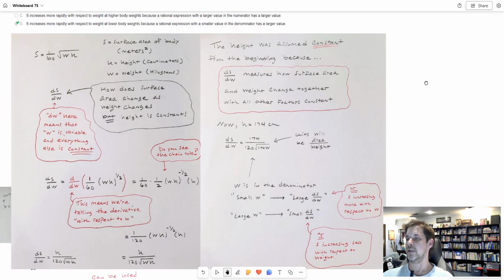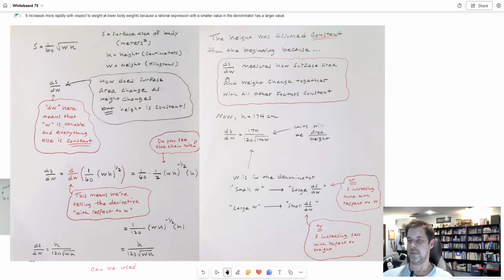So yes, okay, the height's held constant. That derivative just implies that. And if you tell me, okay, here's what the height is, we told you it was a constant but we didn't tell you what it was. We just told you it's not changing, and you treat it as a constant. Now, if you tell me what it is, then I can put that into my derivative, and I get 174 over 120 root 174w.